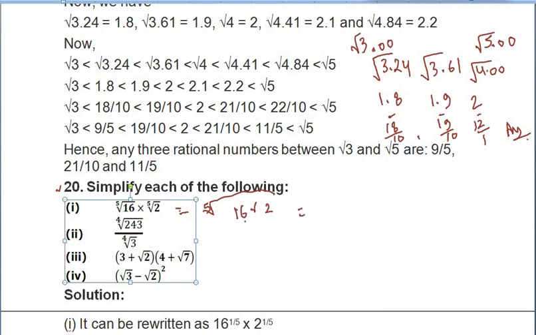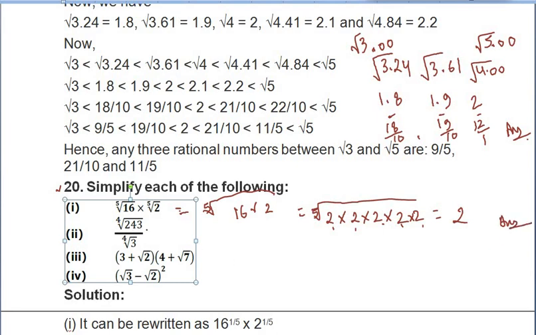Fifth root means inside there should be a group of 5 equal numbers. So 16 I can write as 2 times 2 is 4, times 2 is 8, times 2 is 16, and this 2 also. And here the fifth root is written. Count 1, 2, 3, 4, 5. Five 2s are written and this is the fifth root, so only one 2 will come out. So this is the answer.